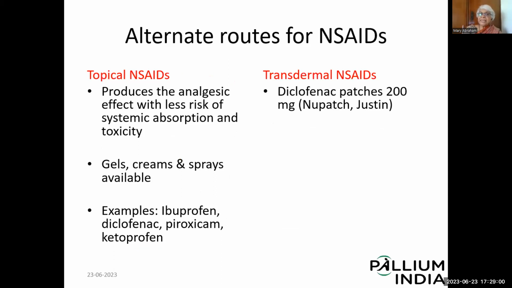Now, the NSAIDs can be given by other routes as well. It can be given topically, we have gels and creams and sprays available. That causes fewer side effects like toxicity. And the drugs that are used for these gels are ibuprofen, diclofenac, piroxicam, ketoprofen. Then you have transdermal NSAIDs. That is, diclofenac patches are available of 200 mg patch, and that effect lasts for 24 hours.